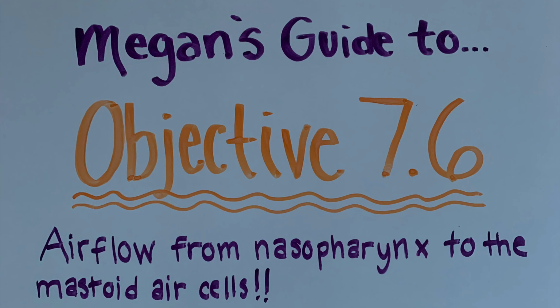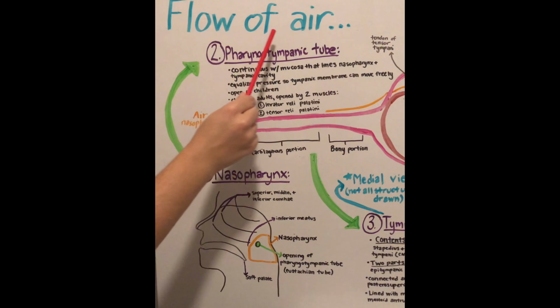Hi guys, today we'll be discussing Objective 7.6, which follows the flow of air from the nasopharynx to the mastoid air cells. We can lay out this process in 4 steps.